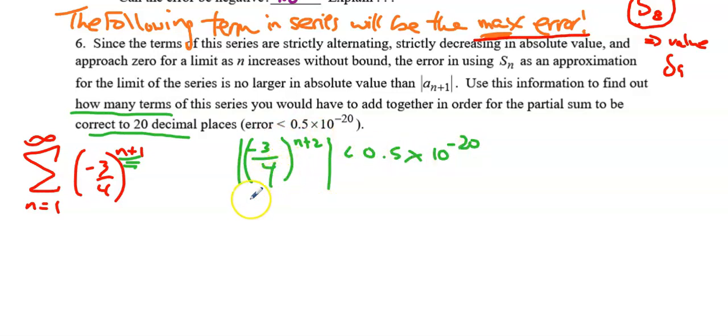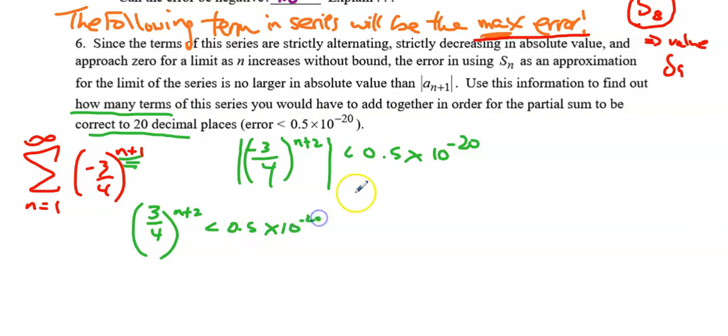And so the first thing that we're going to do here is I'm going to go ahead and write 3/4 to the n plus 2. And again, that's less than 0.5 times 10 to the negative 20. I'm going to call this our letter L, so that way I can just keep using L for this. So that's going to be what this number right here is representing. And so that way I don't have to keep writing that out every single time.